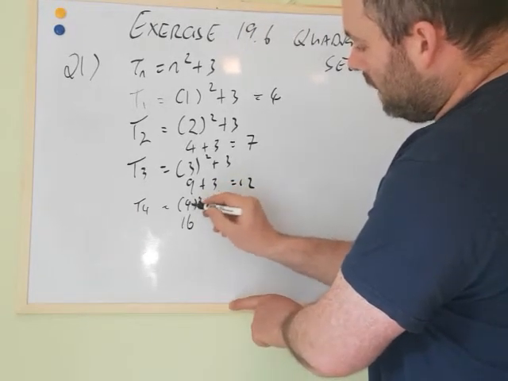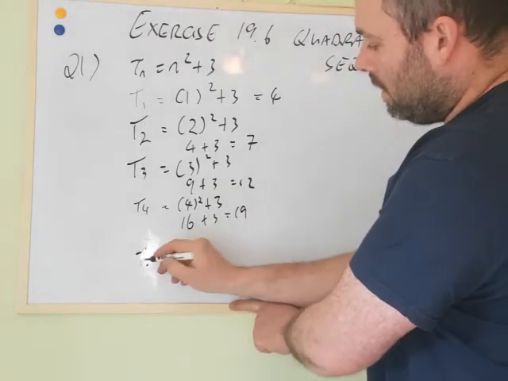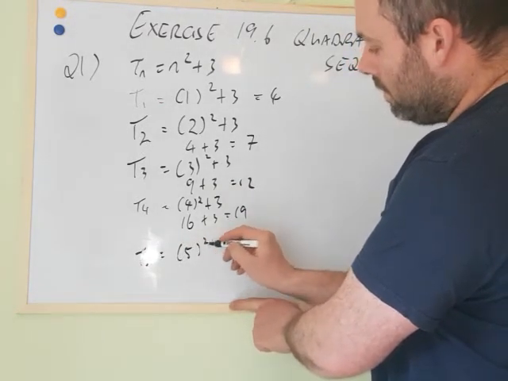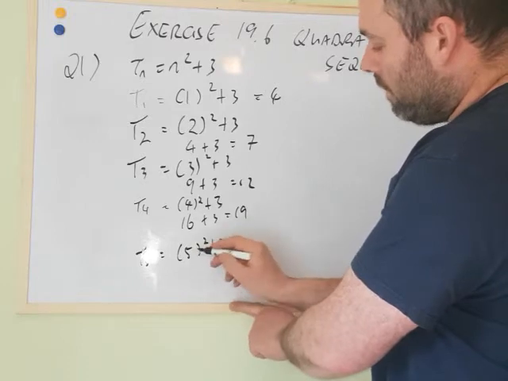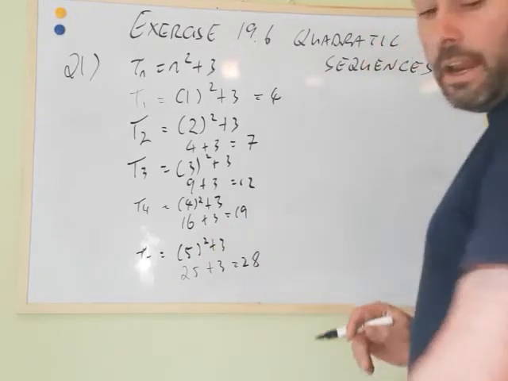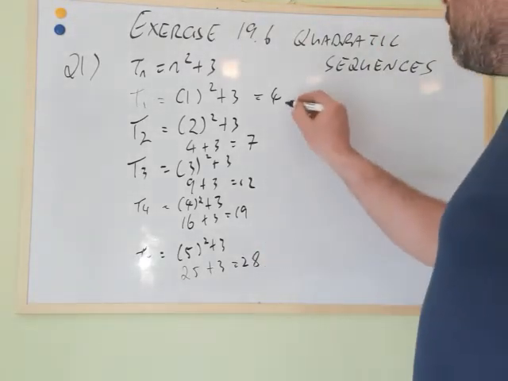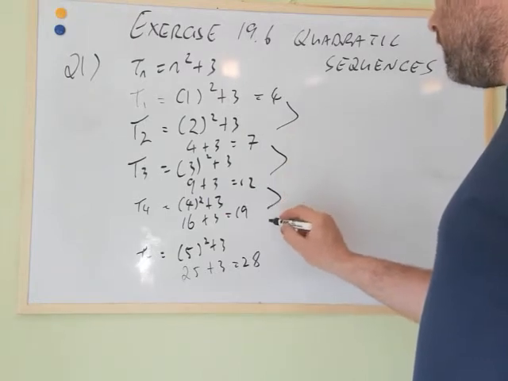4 squared is 16 plus 3 is equal to 19. And T5: 5 squared is 25 plus 3 is equal to 28. Now if we were asked to prove the sequence is quadratic, we would now find our differences.